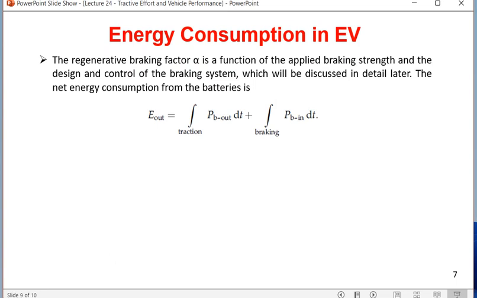What is the formula for overall energy consumption in EV? Here the regenerative braking factor alpha is a function of the applied braking strength and the design and control of the braking system, which will be discussed in detail during electric and hybrid vehicles, and maybe in module 5 we'll be discussing PPS and discharge and regenerative braking more. So net energy consumption from the battery is traction time, that is PB out, plus braking. So traction is also generating energy, regenerative braking is also generating energy, and all those energies are actually outputted.